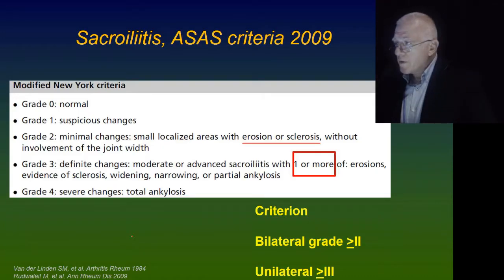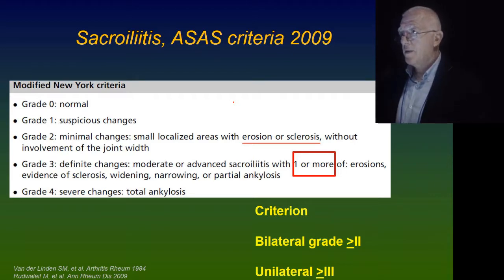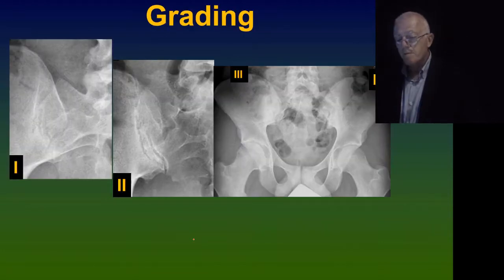So according to the modified New York criteria, which were published from the ASAS, we have a positive radiograph for sacroiliitis if we have bilateral grade 2 or more. Grade 2 means erosion or sclerosis without involvement of the joint width, or unilateral grade 3 or more. Grade 3 or more means erosions, sclerosis with widening or narrowing or partial ankylosis. And grade 4 is total ankylosis, which is reflecting a long-standing disease.